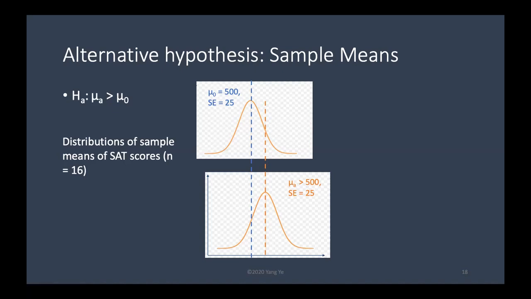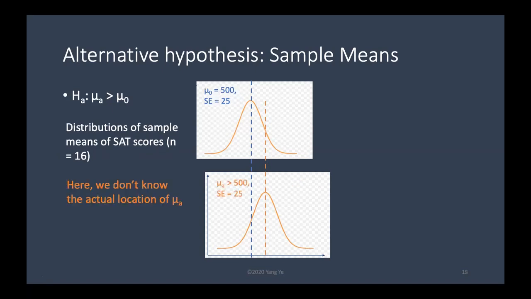Again, this is completely hypothetical, what I'm presenting. Okay, so assuming that this is the case, assuming that the alternative hypothesis is true, there is a difference. And we don't know the actual location of mu A. Okay, so we know that it's larger, but we're assuming that the difference is fixed, but we don't actually know what the difference is. That's something to keep in mind. So now we are sampling from this.